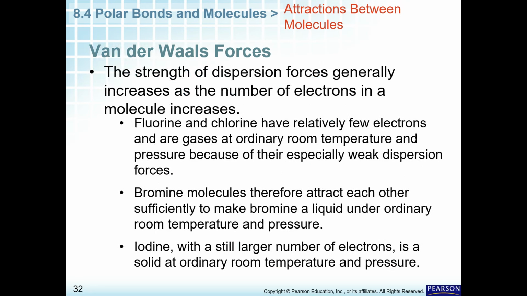So for example, chlorine and fluorine have relatively few electrons, and you're going to note that these are going to form gases, and that's just because their dispersion forces tend to be weaker. Bromine, which has more electrons than fluorine and chlorine, tends to be a liquid, again, because now I have more electrons, I have a little bit stronger dispersion forces. And then last but not least, iodine. This has an even larger number of electrons, and we're going to see that it tends to form a solid at room temperature because it has even stronger dispersion forces.